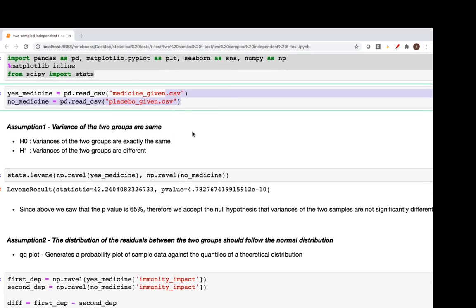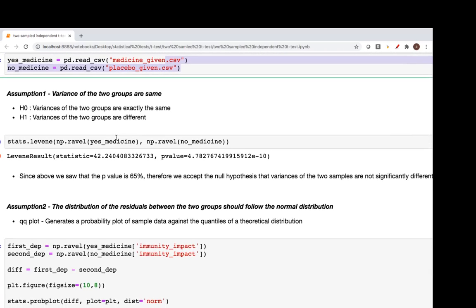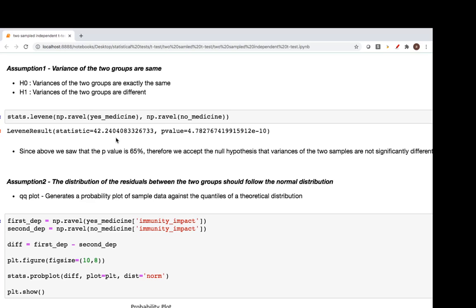Just before getting into the t-test, it's important to see whether we are able to meet the required assumptions. The very first assumption is that the variance of the two samples needs to be the same. And for this, we have to conduct a statistical test by the name Levene's test. Since it's a statistical test, the null hypothesis here is that the variances of the two groups are exactly the same. This shows that the level of fluctuation in both the samples is similar. The alternative is that they are different. And Levene's test comes from the SciPy library, present in the stats module.